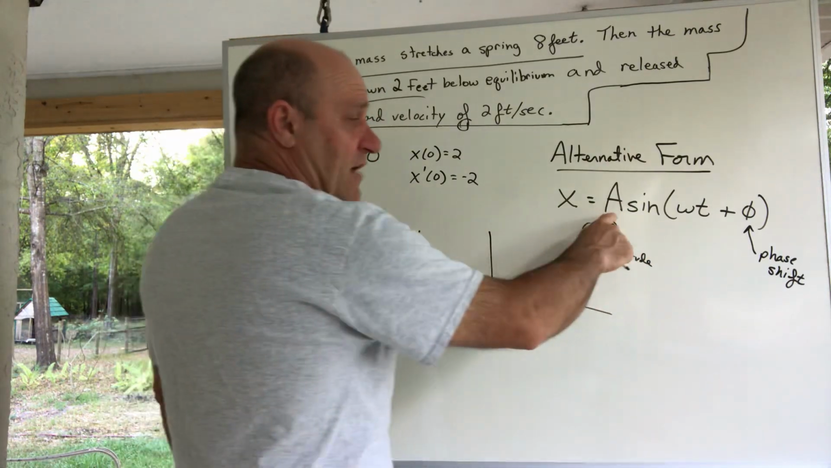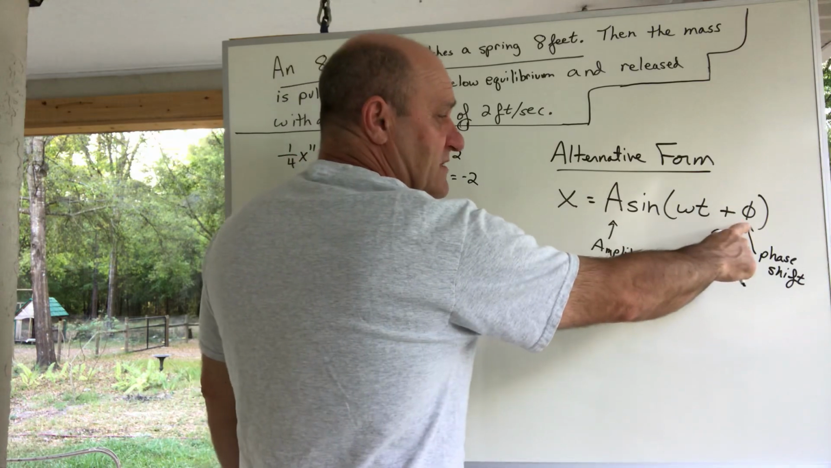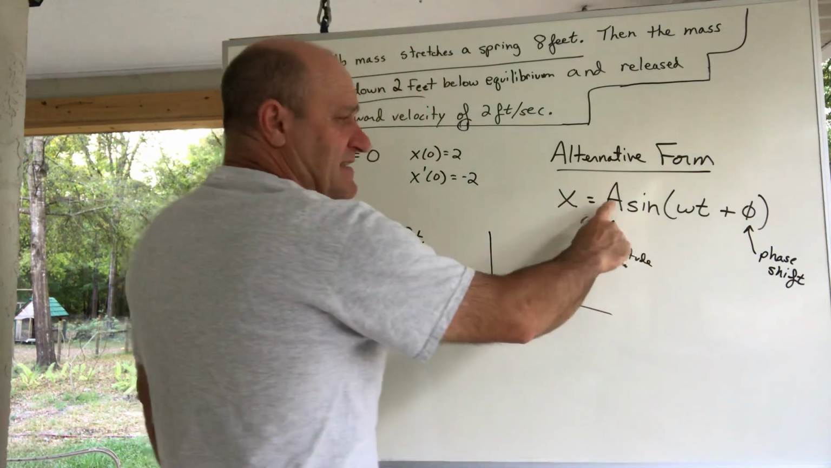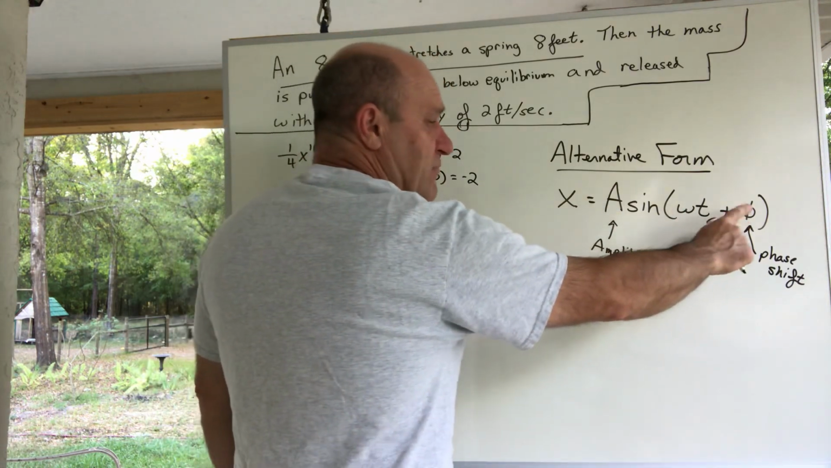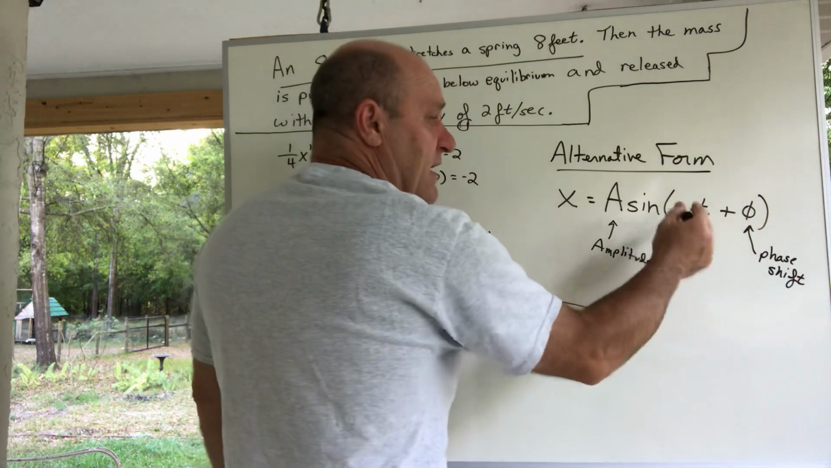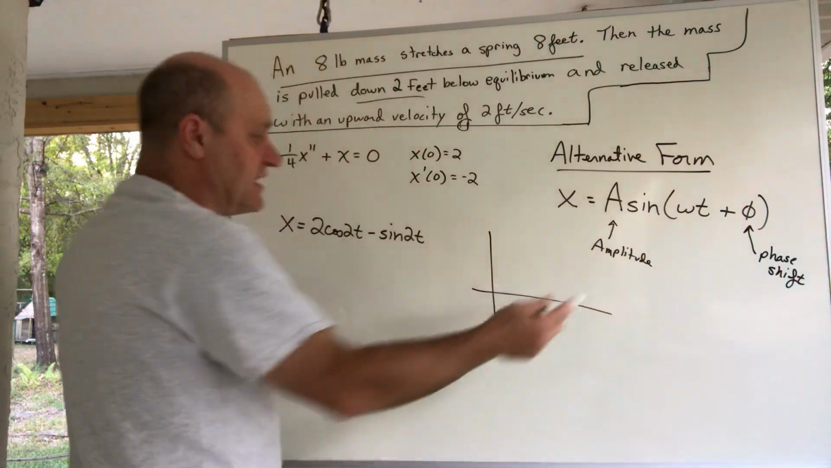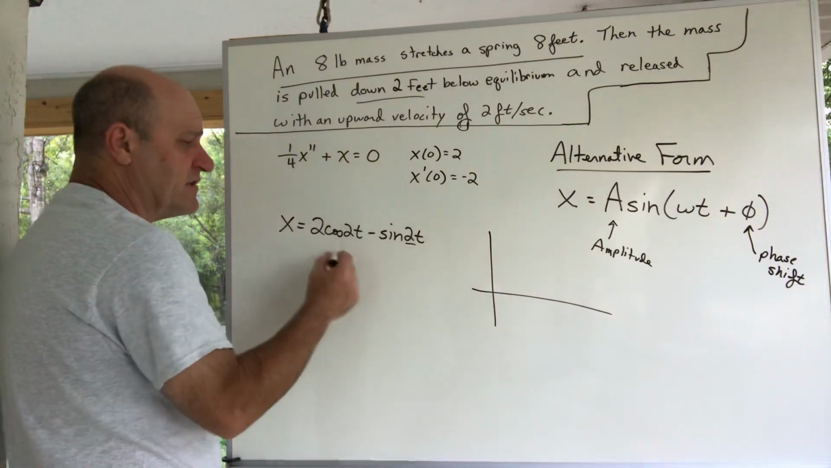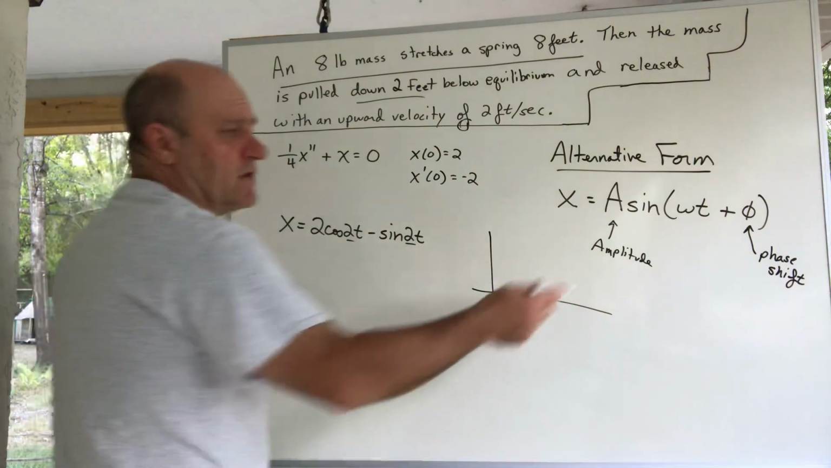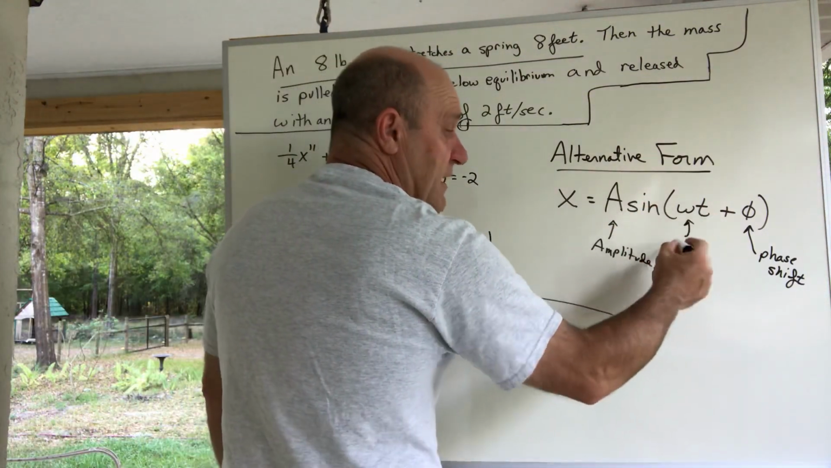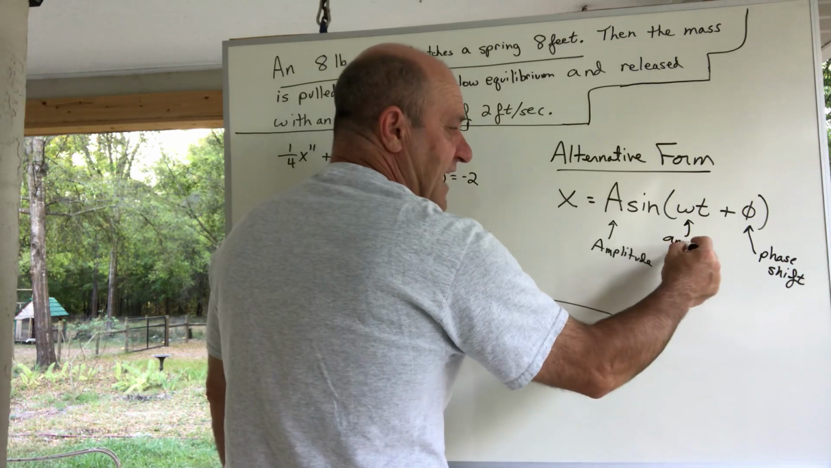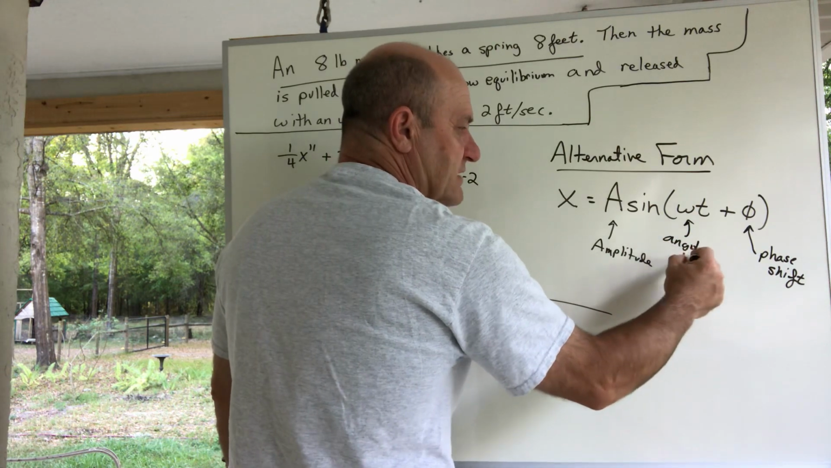So we have to calculate this amplitude and this phase shift. That's A sine(omega t plus phi). We don't have to calculate omega. Omega is the coefficient on t, the same coefficient on t here. It's 2, the 2t. By the way, what is omega? It's called the angular velocity.